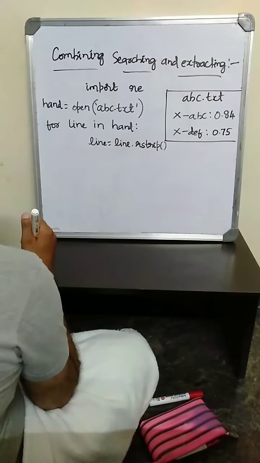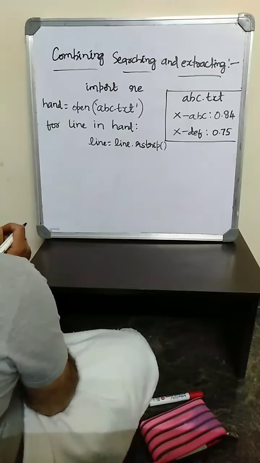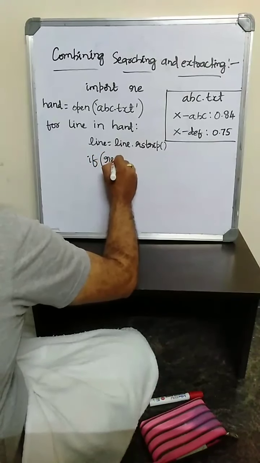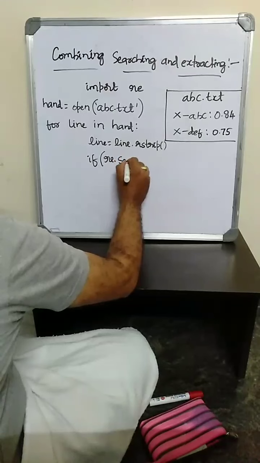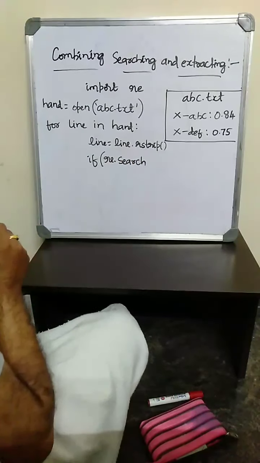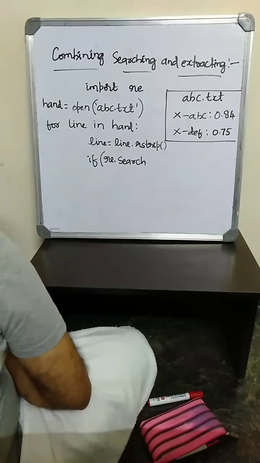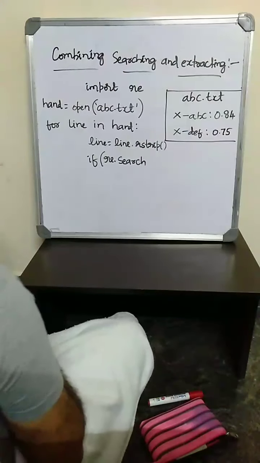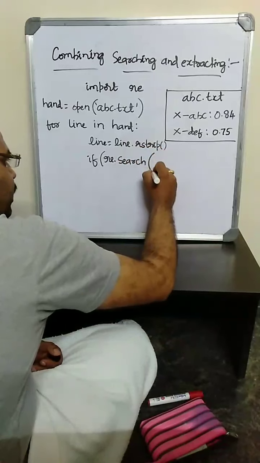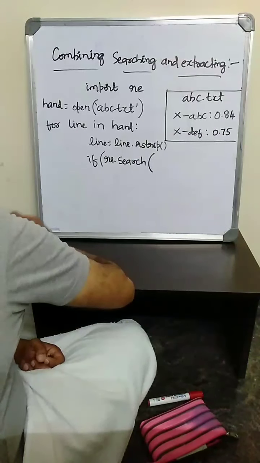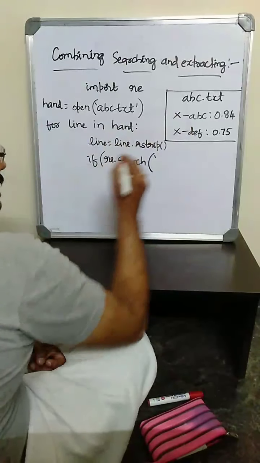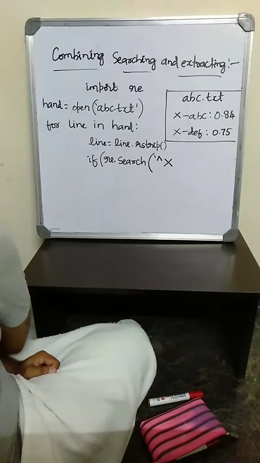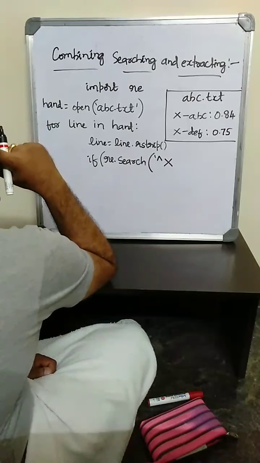And then what I have to do is search whether the desired amount of information is found or not. So I will say if re, regular expression, and then I have to make use of a method called search. What exactly do you have to find? It has to find lines which start with x. So I use a caret and then give x. It should start with x, followed by non-white space characters.